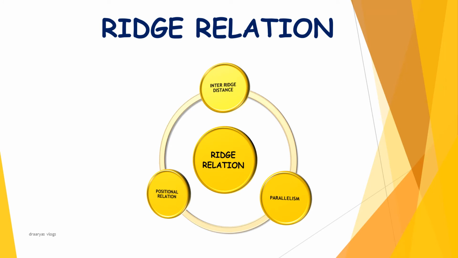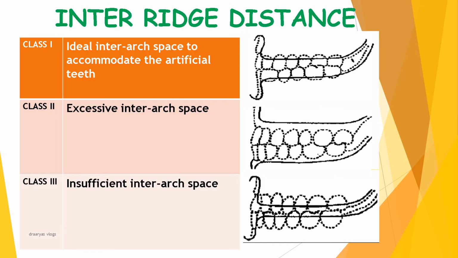Ridge relation. Under ridge relation, inter-ridge distance, parallelism and positional relation. Inter-ridge distance. Class 1 is ideal inter-arch space to accommodate the artificial teeth. Class 2 is excessive inter-arch space and class 3 is insufficient inter-arch space. So excessive inter-arch space will be due to excessive residual ridge resorption, and these patients will have decreased retention and stability of the dentures. And in class 3, that is insufficient inter-arch space, it will make teeth arrangement a difficulty. However, stability of the denture is increased in these patients due to decrease in leverage forces acting on the denture.